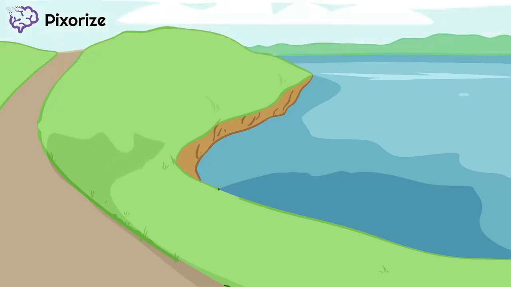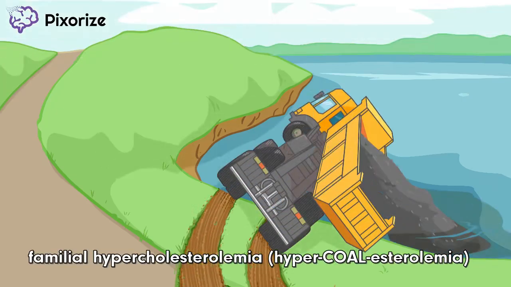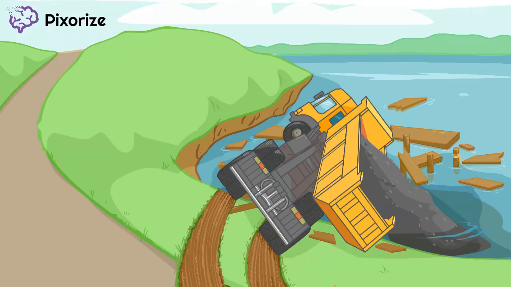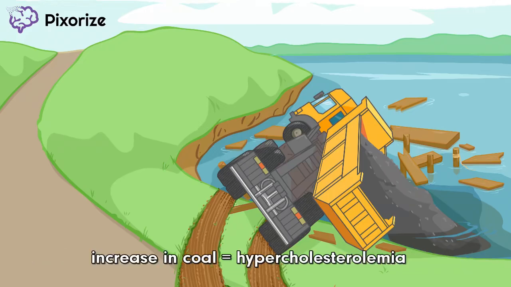Let's get started. Since this scene is about hypercholesterolemia, the anchor for this scene is a coal spill. Namely, this coal truck has crashed into this wooden dock, spilling the coal it was carrying into the water. The increase in coal should help you remember the corresponding increase in cholesterol in these patients.